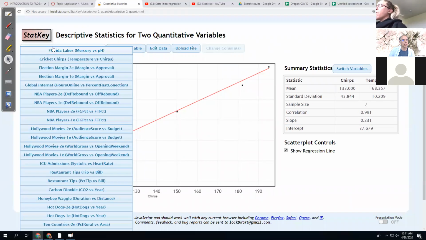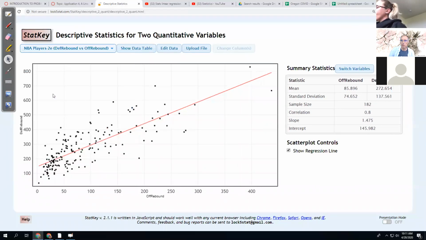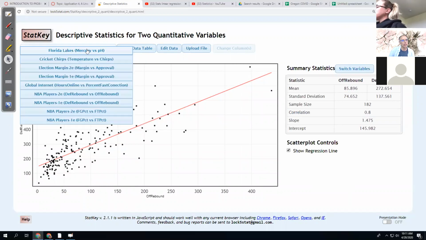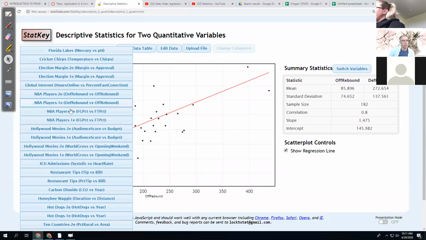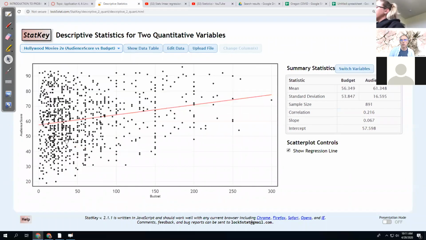If we look at something like the NBA one, I think that was pretty spread out. This has a correlation of 0.8. We got a lot more spread in the data. I know there were some that were crazy spread out. Was it the Hollywood movies? Yeah, look at this. Look at the spread there.